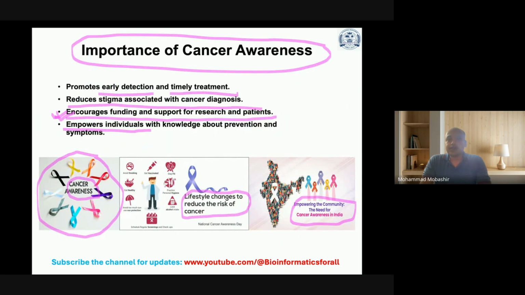Importance of cancer awareness: it promotes early detection and timely treatment, reduces stigma associated with cancer diagnosis. It encourages funding and support for research and patients, and empowers individuals with knowledge about prevention and symptoms.